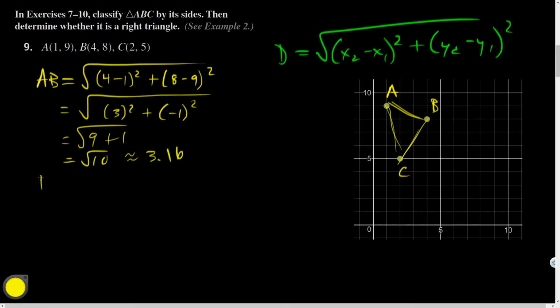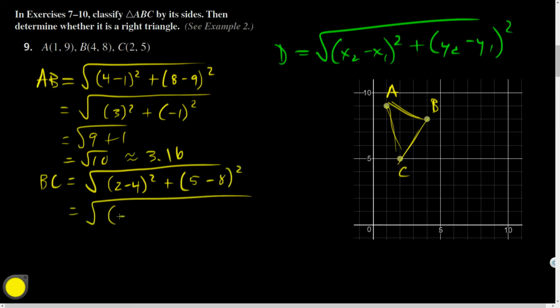So let's find BC rapido. From B to C, 2 minus 4 and 5 minus 8. Guys, track with me, please. I know you guys are distance formula experts based on your chapter 1 test, but I'm just going to speed run this. -2 all squared is 4, -3 all squared is 9, so that's the square root of 13. Rad 13 is approximately 3.61.